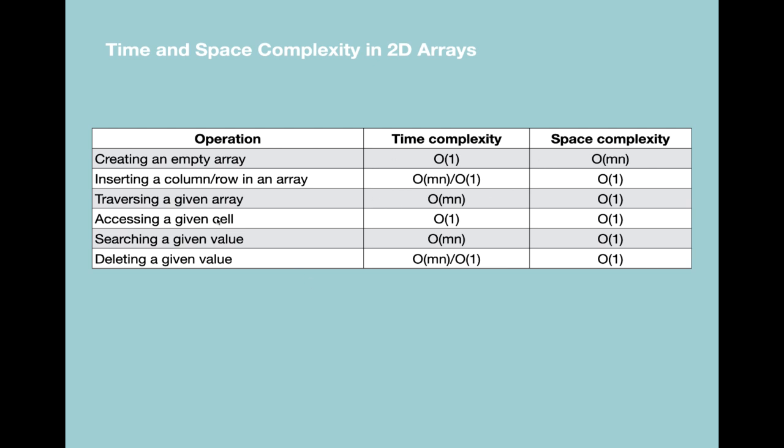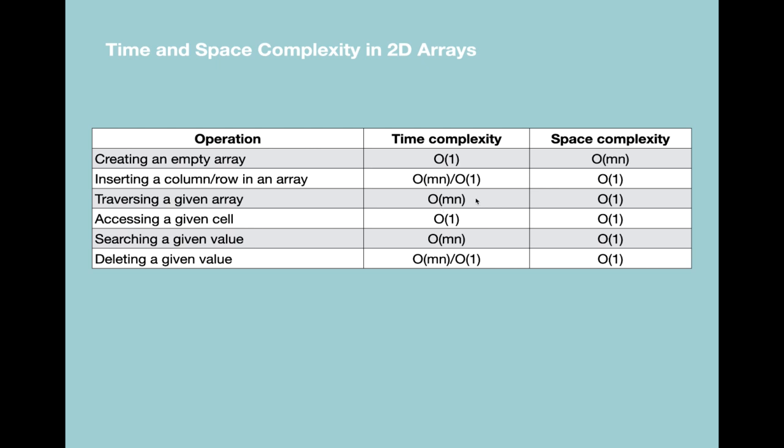So the next operation is traversing a given array. We showed you before that traversing means that we have to visit each and every element of the array. This means that if we have M number of columns and N number of rows, the time complexity will be O(MN).